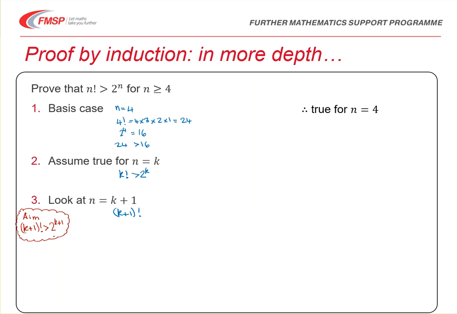But I must make sure that I don't make use of this on the way. So, looking at k plus 1 factorial, I can rewrite this as k plus 1 times k times k minus 1 times k minus 2 and so on, all the way down to 1. If you look carefully, you'll see that this part here can be written as k factorial. So k plus 1 factorial is simply equal to k plus 1 times k factorial.